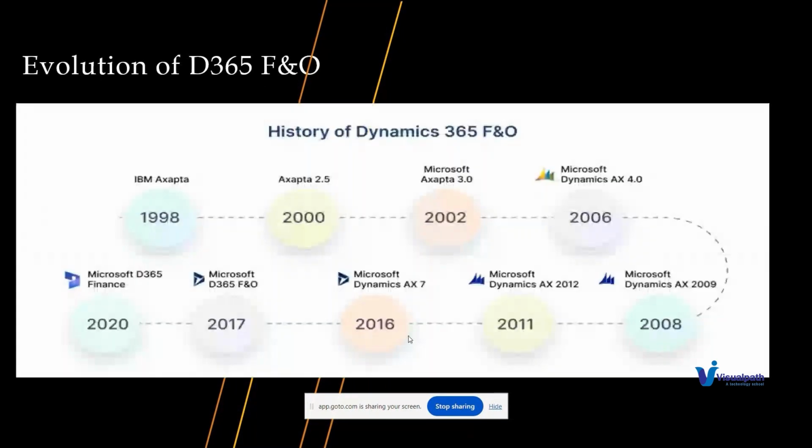So we have the evolution here. It was started in 1998, and this Dynamics 365 started in the year 2014. Maybe it will start with 2016 here with the X7. Now we are using Microsoft Dynamics 365. I mean, the name was given to the application in 2020, Microsoft D365 Finance and Operations. Before that we had IBM Axapta 2.5, 3.0, like this.